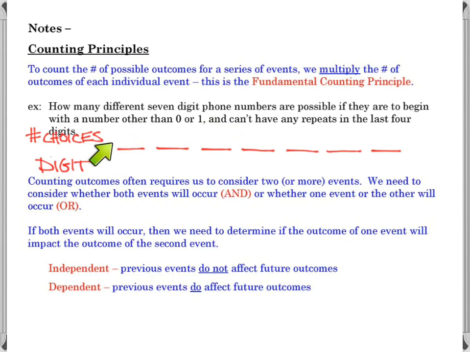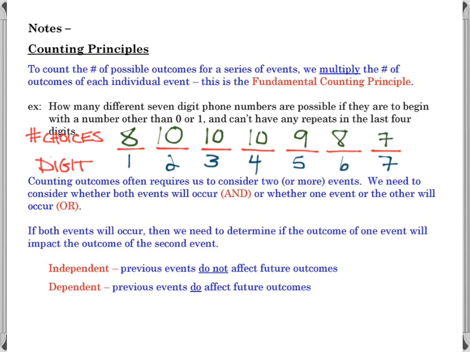So I have 10 digits total, except I can't have a 0 or a 1 to start with. So I have my 7 digits for my number. There's 8 possibilities here because I take out from the 10 the 0 and the 1. Then for the second number, I have all 10 digits back in, and then I have 10 digits again. And then for the last ones, I can't repeat any of the last 4 digits, so I still have 10 choices, but now I can't use one of them. I have 9, and then I have 8, and then I have 7. So those are all the outcomes for each of the different numbers. Then to get the total number of outcomes, I multiply them together, and I get around 3 million different phone numbers with those restrictions on it.